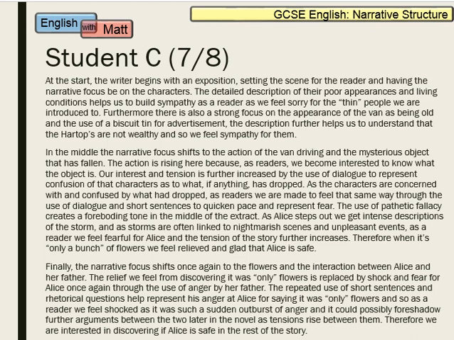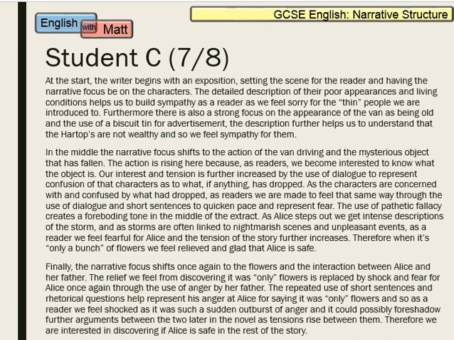You can tell by how much has been written here in 10 minutes, but also as I read it, you'll hear the terms, you'll hear the effects. So this is pretty good, this one. At the start, the writer begins with an exposition, setting the scene for the reader and having the narrative focus on the characters. The detailed description of their poor appearances and living conditions helps us build sympathy as a reader, as we feel sorry for the thin people we are introduced to.